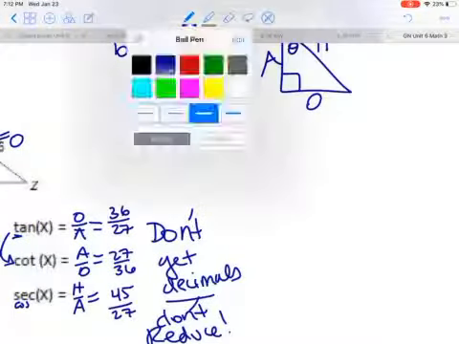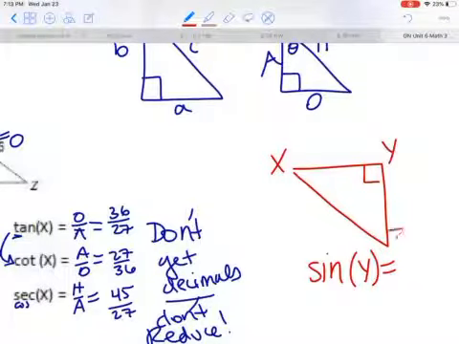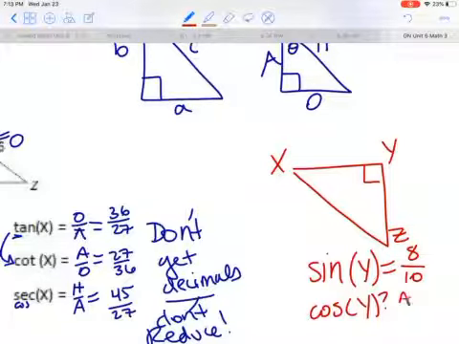Okay, the only other problem I wanted to show you is if you have something where, let's say I just gave you sine of my angle, or maybe let's do even sine of y, with this being x, y, and z. So let me tell you, if sine of y was 8 over 10, how do I get cosine of y? So cosine is A over H, and sine was O over H. So we know H is 10 and O is 8, but we don't know A yet. So this is where you have to set up your triangle.